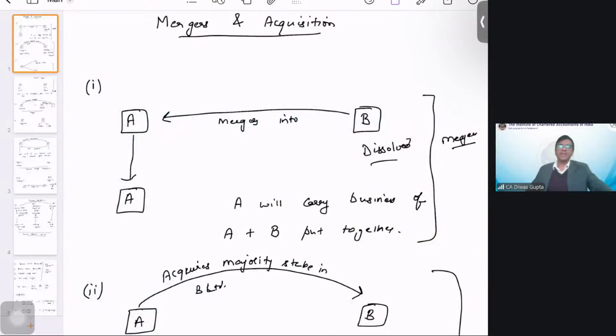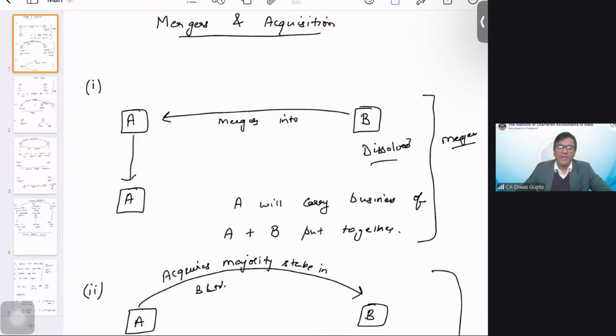Let's start our discussion on mergers and acquisitions and startup finance. So, in case of mergers and acquisitions, students, first of all, let's try to understand what are the different types of mergers and acquisitions. What are the different cases in mergers and acquisitions?